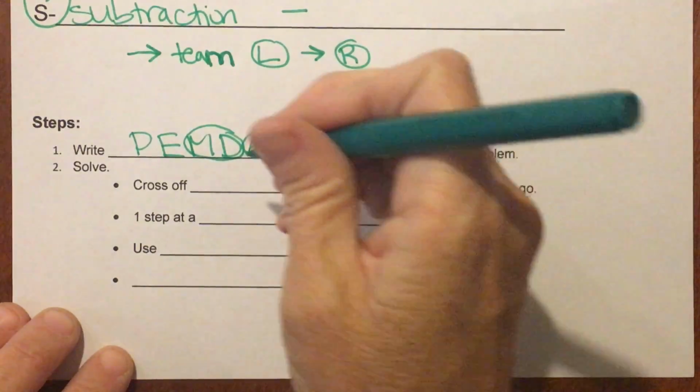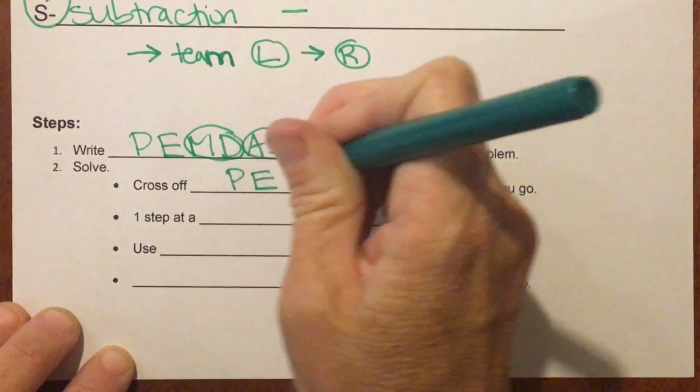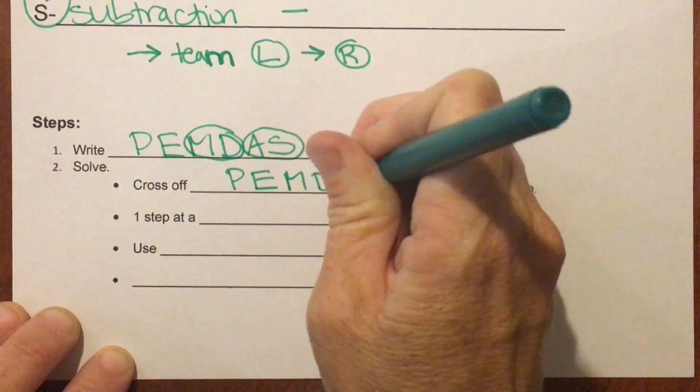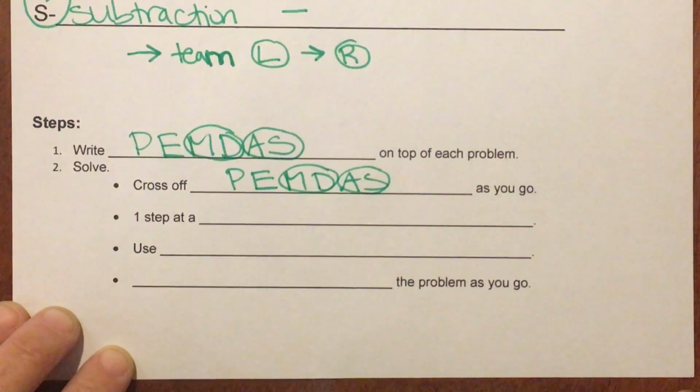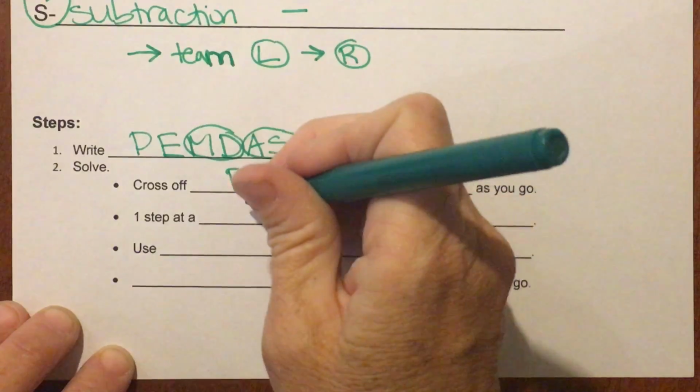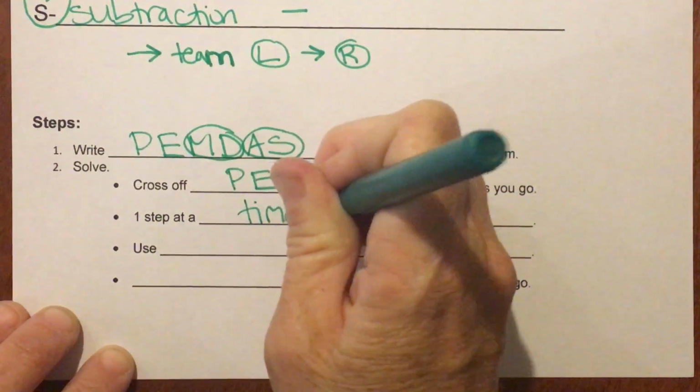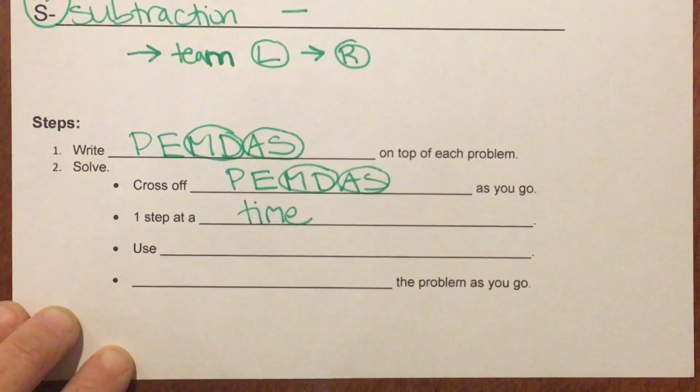Okay, our second step kind of has a lot going on. We're going to cross off PEMDAS as you go, kind of like you cross off that checklist as you work through it. You're going to do one step at a time. People who try to do more than one step usually make silly errors. This one's silly.